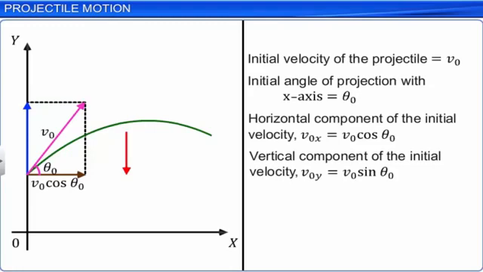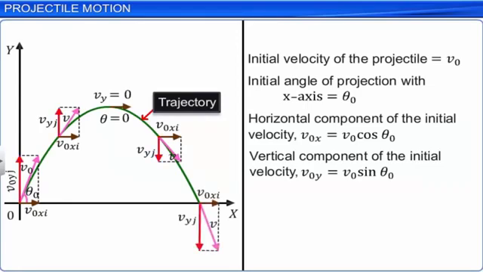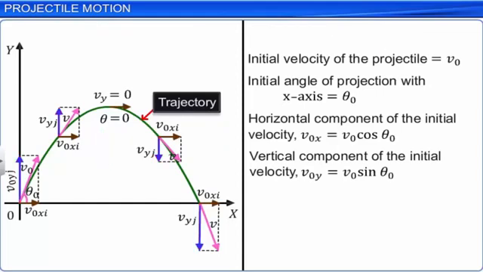This vertical component keeps on changing with its position and lapsed time of the projectile, as the vertical component of the projectile motion has an acceleration equal to the acceleration due to gravity. Here, a is equal to minus g j, ax is equal to 0, and ay is equal to minus g. Consider the origin is at the initial position of the projectile.